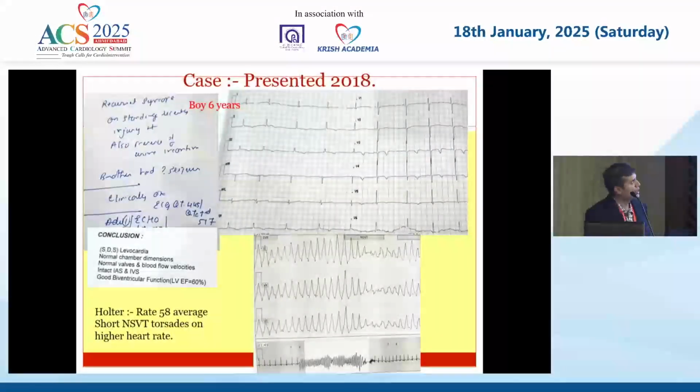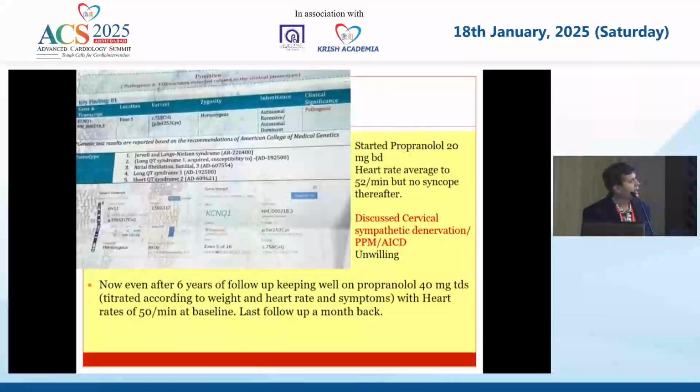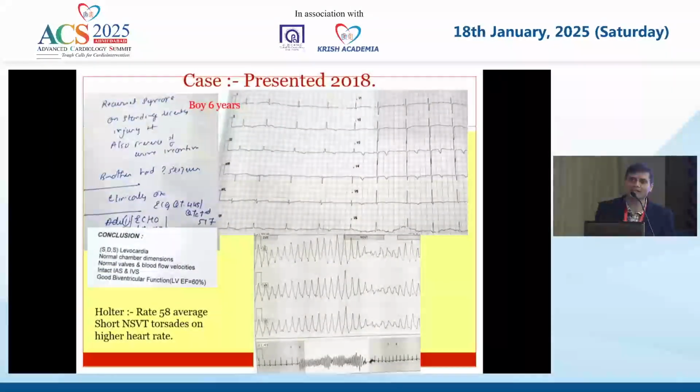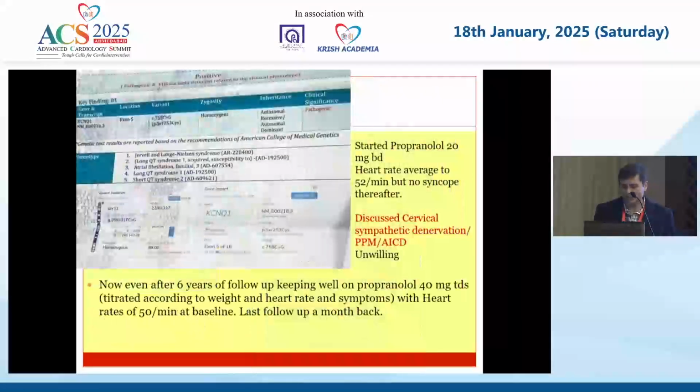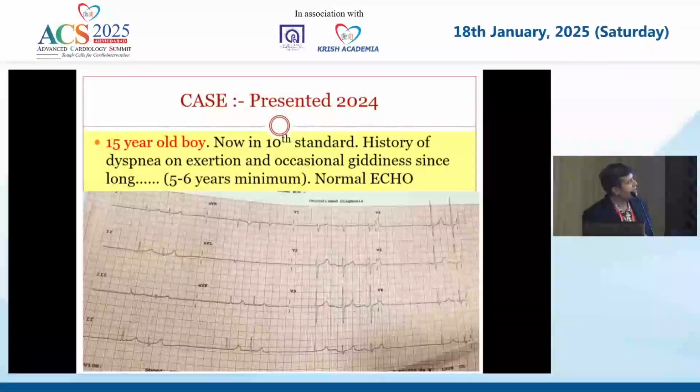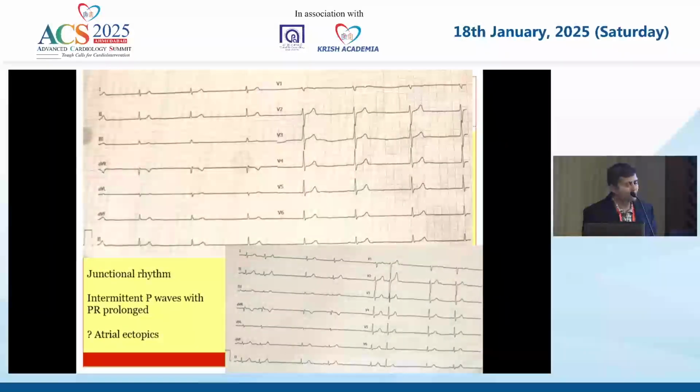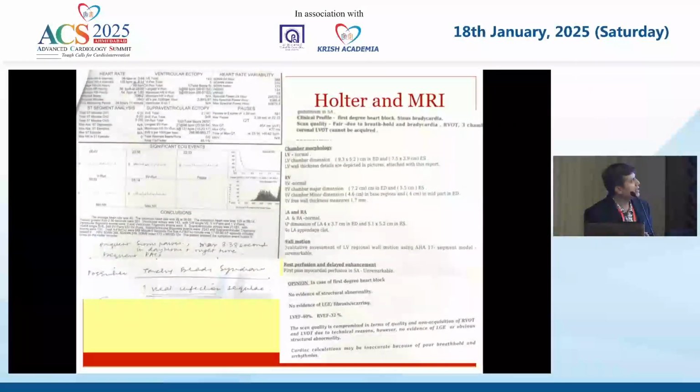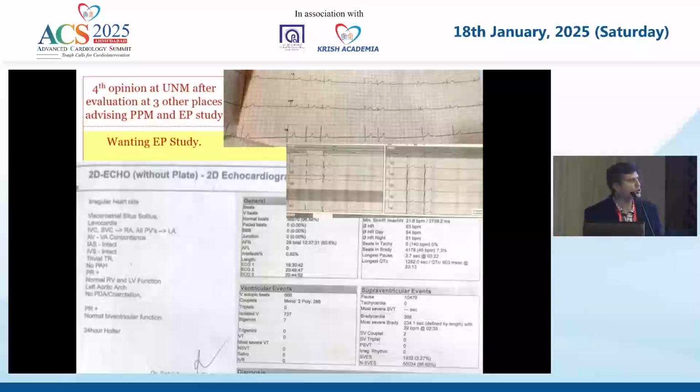Bradycardia, 6-year-old boy diagnosed as long QT, just treated with propranolol. So bradycardia treated with propranolol because the patient had long QT causing torsades, causing syncope. You would have thought that bradycardia was causing it. Again, a 15-year-old boy, treated as sick sinus syndrome, multiple years of evaluation, bradycardia persisting, symptoms persisting, and Holter showing long pauses, thought to be post-viral sequelae. MRI was also done, which did not show any sequelae, and again Holters were repeated.